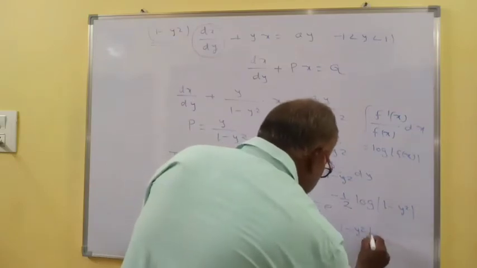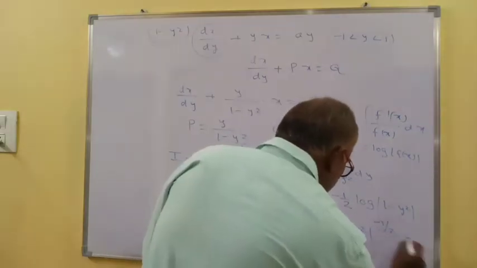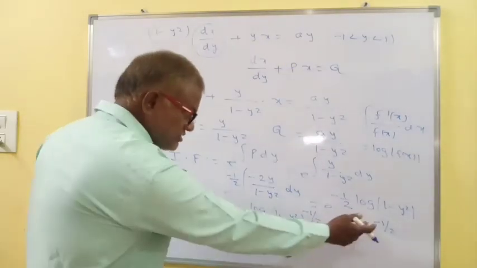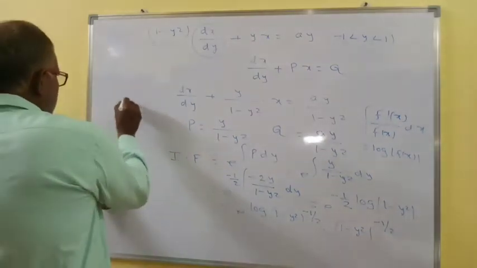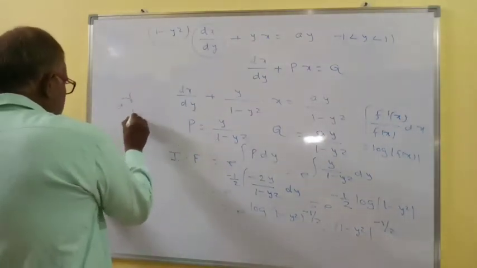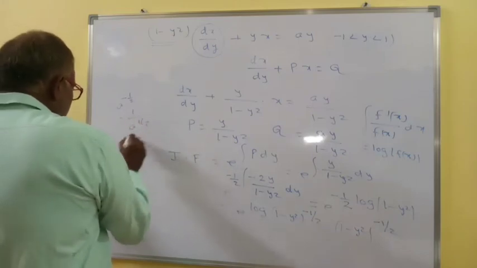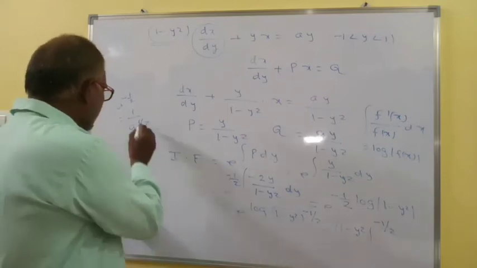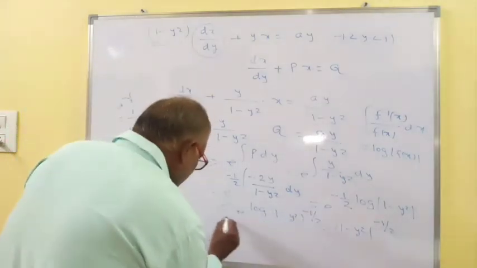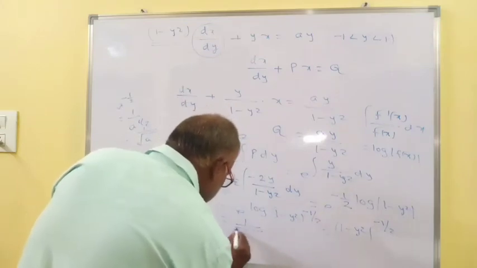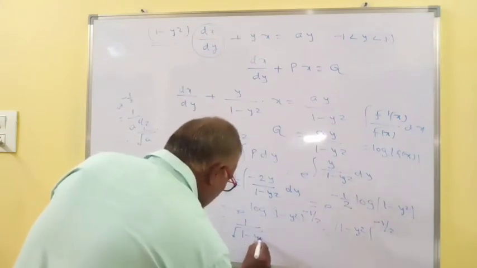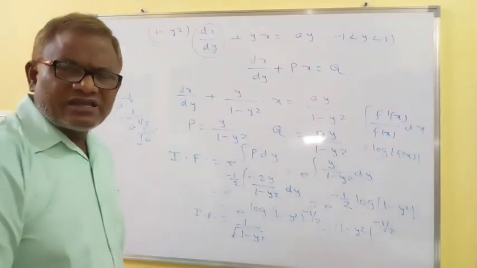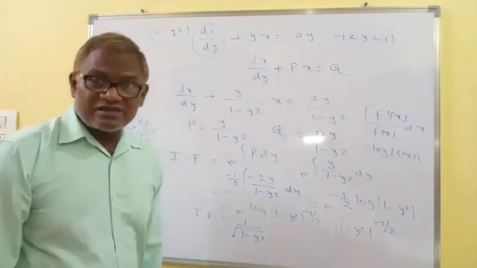So now the answer is (1 - y²) to the power minus 1/2. But in the options this may not appear, so you have to simplify. Suppose a to the power minus 1/2; this you can write as 1 over a to the power 1/2. Power 1/2 means square root. So in the same way, the answer is 1 by square root of (1 - y²). So this is the integrating factor of the given differential equation.